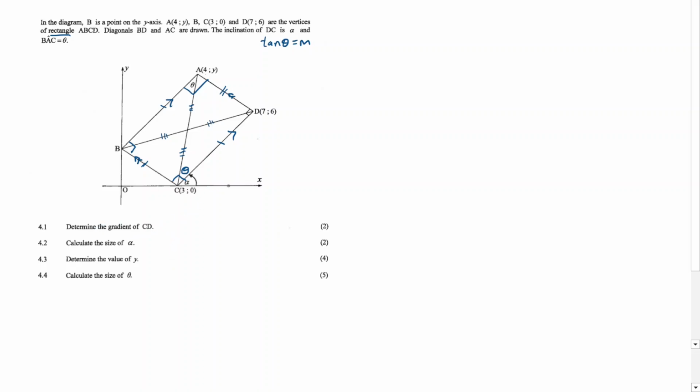So determine the gradient of CD. That should be a pretty standard question. It's just the gradient formula. So it's the change in y over the change in x, and that just gives us 6 over 4, which is 3 over 2.